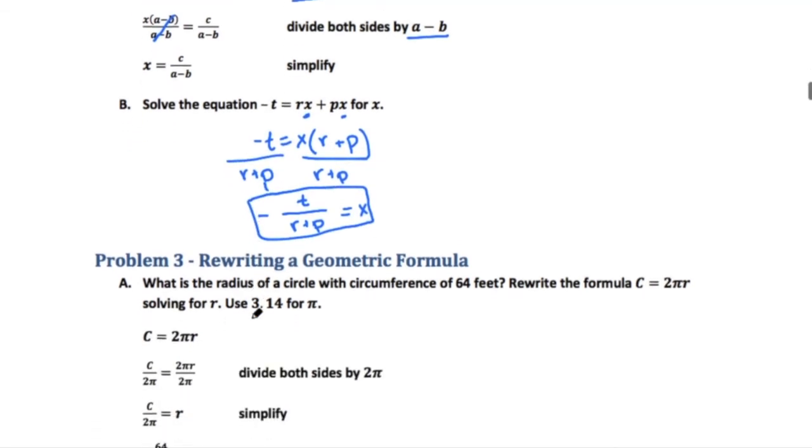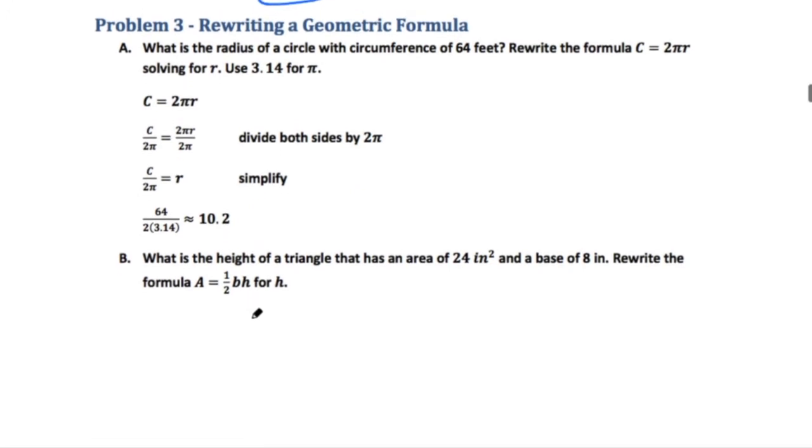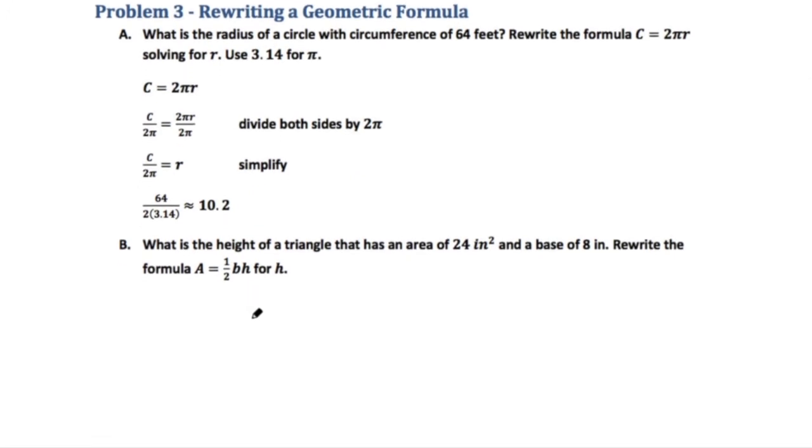Okay, sometimes when we're solving literal equations, we're doing it within the context of a formula. So here's a formula we see from geometry. C equals 2 pi r. This is the formula for the circumference of a circle. So what is the radius of a circle with a circumference of 64 feet? Notice they gave us the 64, the c here.